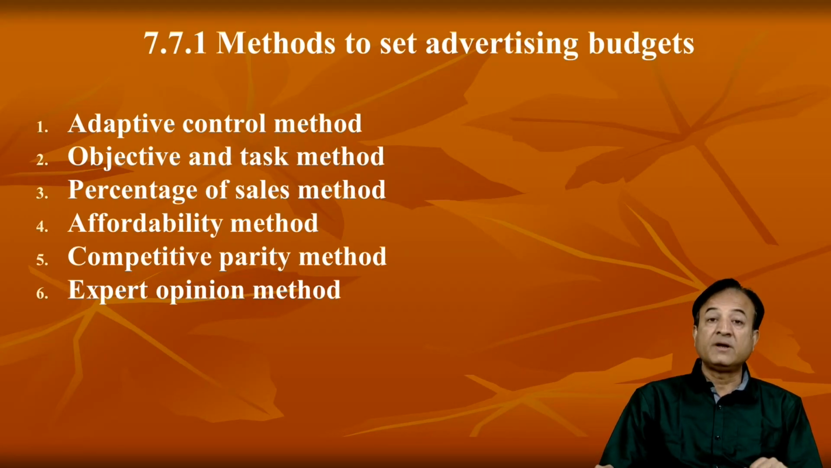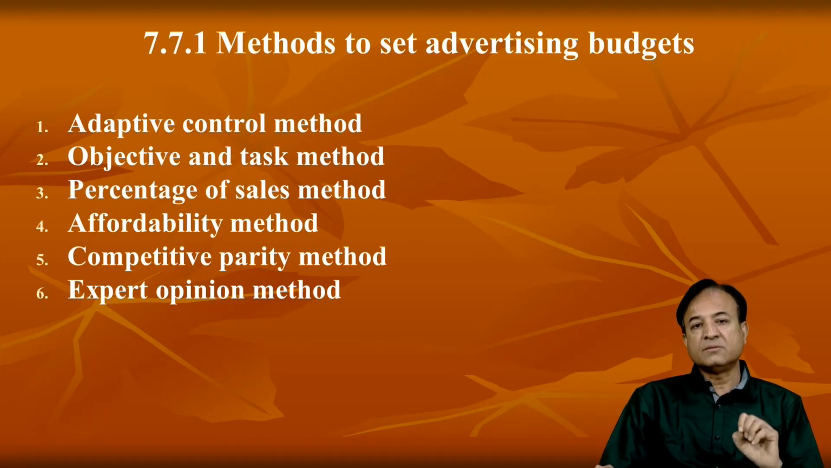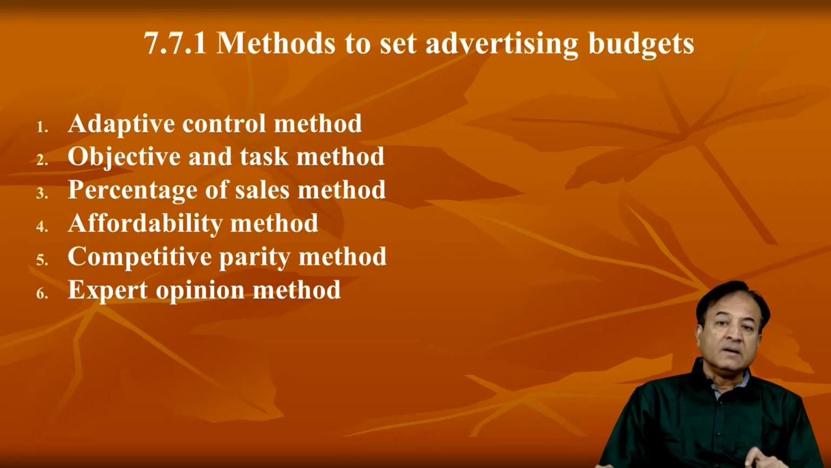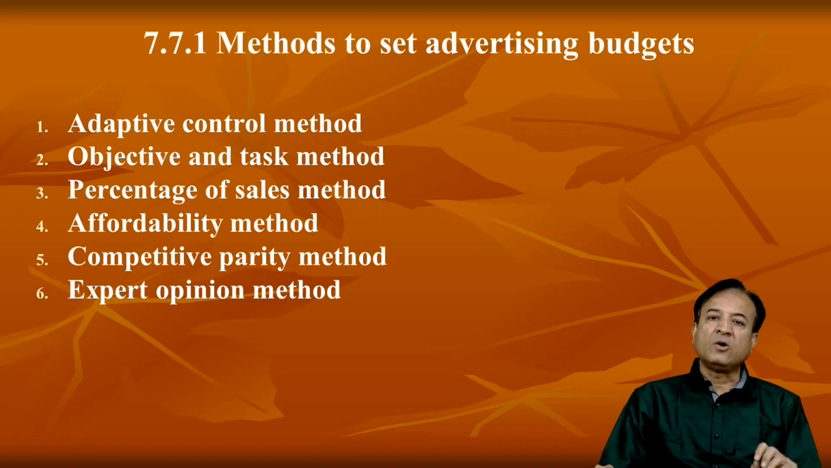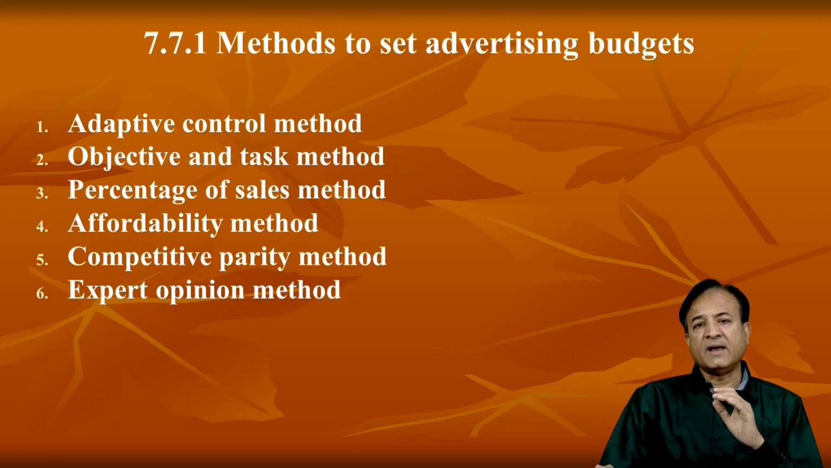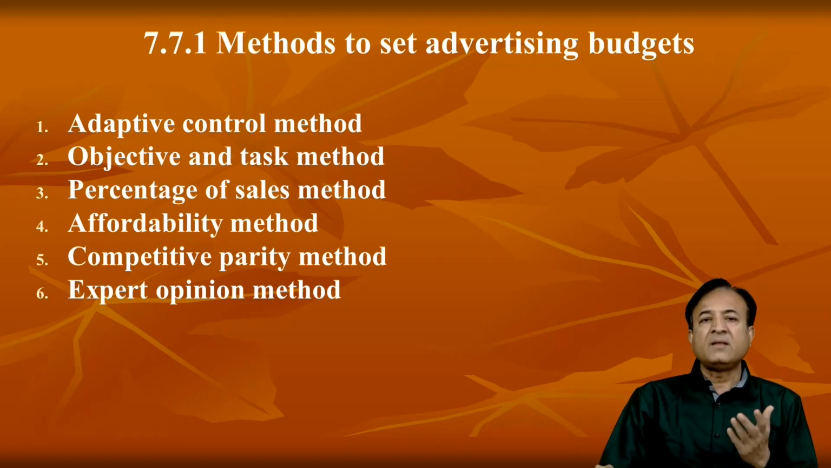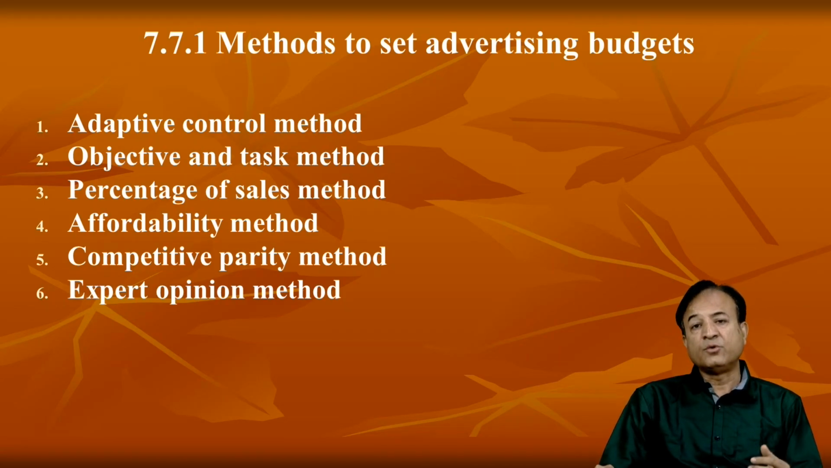Second, objective and task method. This is one of the most rational methods of setting advertising budget. There are no marketing activities that are directionless, which means a marketer always sets certain advertising objectives to be achieved and defines the advertising tasks that will have to be performed to achieve those objectives.